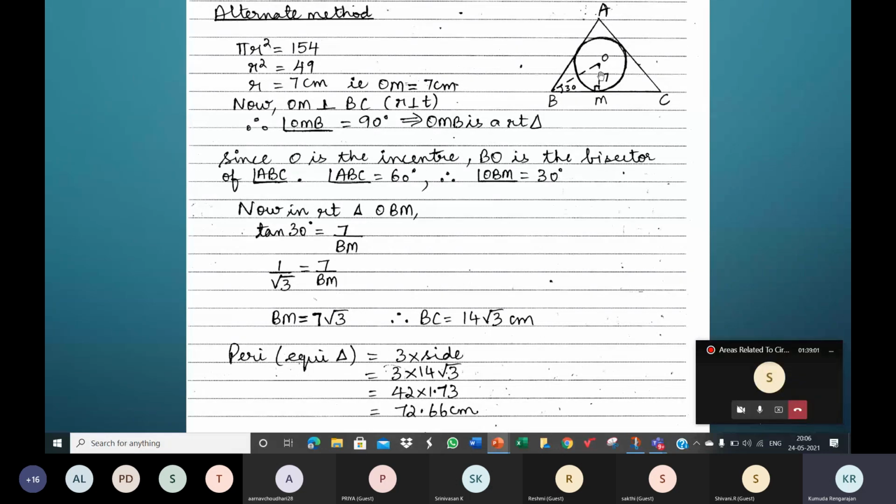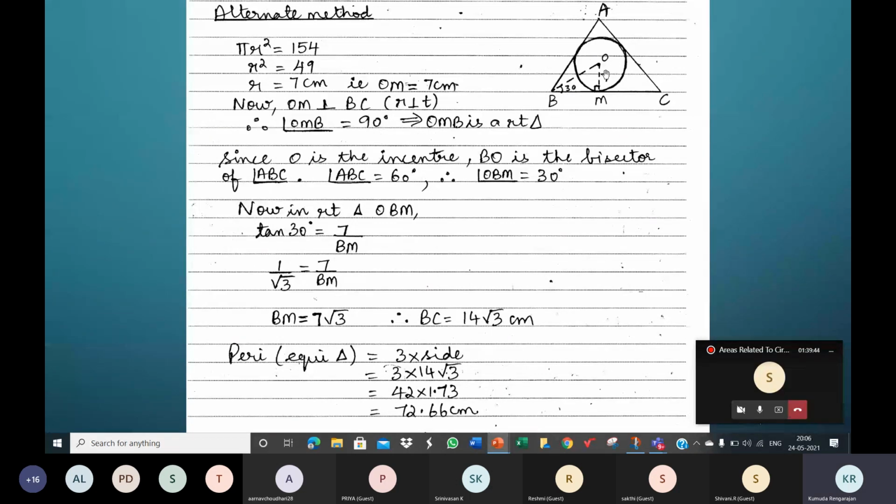So we are somehow getting a right triangle. Now we have a right triangle here, and the radius is 7 centimeters, and we found this angle is 30 degrees. So now we are going to connect 30 degrees with OM and BM. Trigonometry works like that: you have to connect an acute angle in a right triangle with two sides. So we are connecting this acute angle 30 degrees with the sides OM and BM.